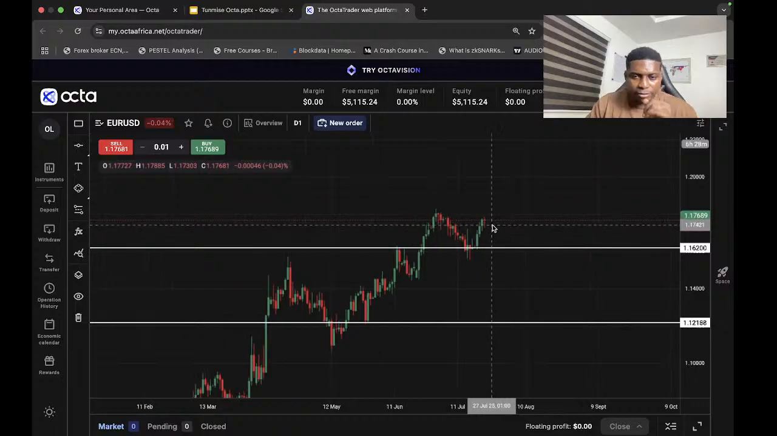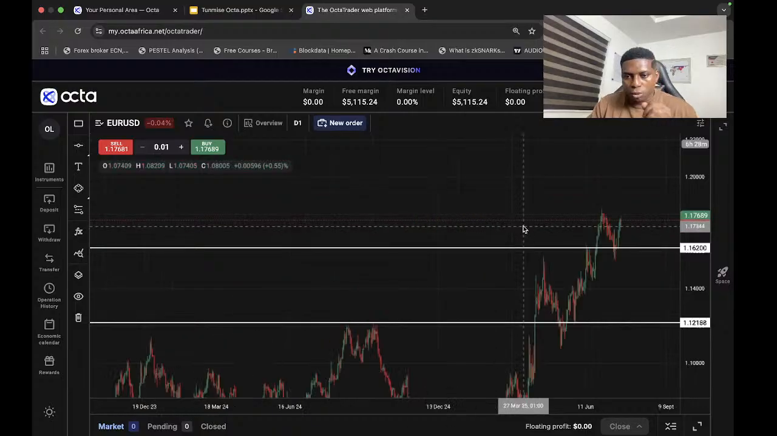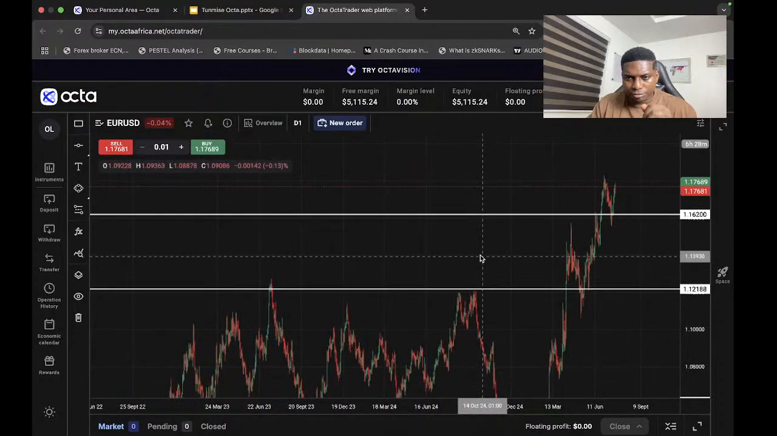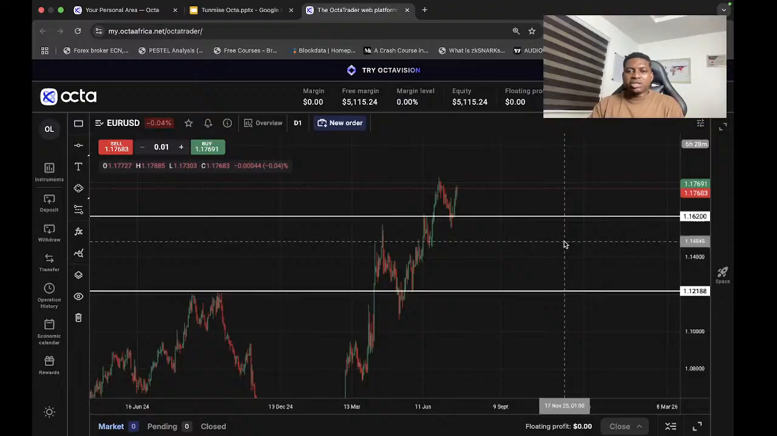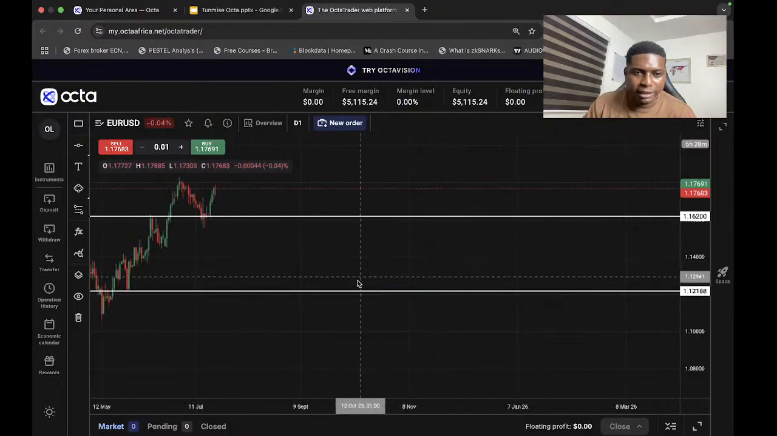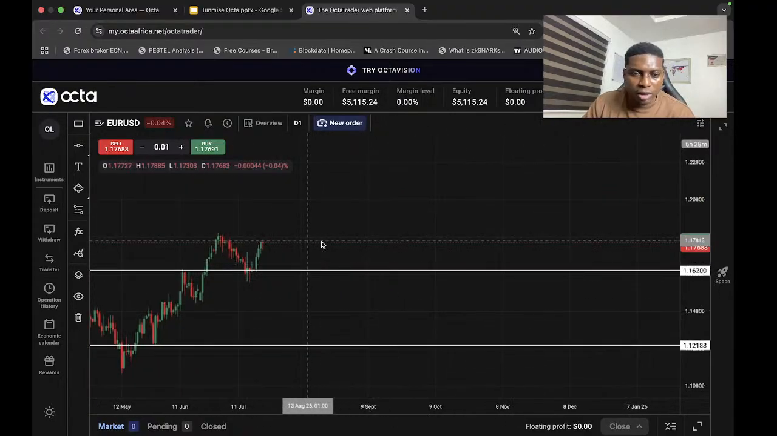All right, because if you look at price movement all the way, you definitely see that for every breakout there's always a pullback and then a buy momentum. And this is the trajectory that we are seeing currently on Euro USD.